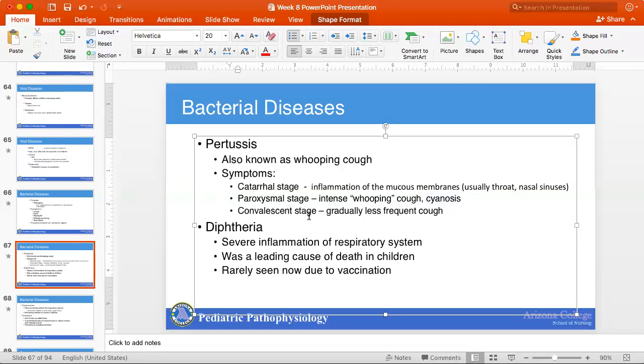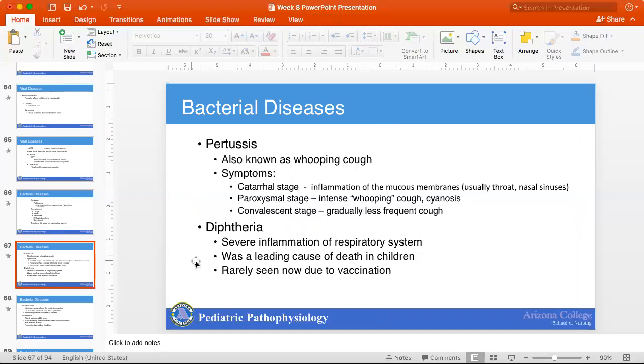And then convalescent stage, gradually less frequent cough. So you can see kind of this early increase in inflammation, the paroxysmal stage being the more intense stage, and then the convalescent stage, kind of the gradual less frequent cough.